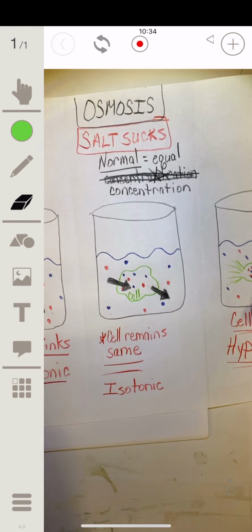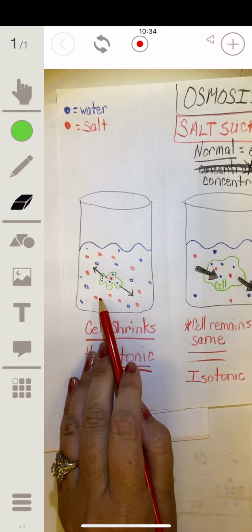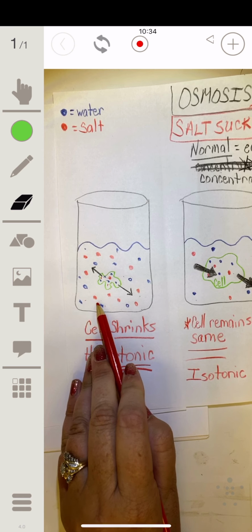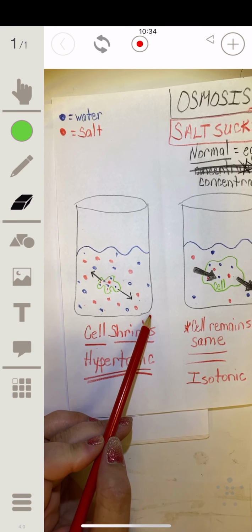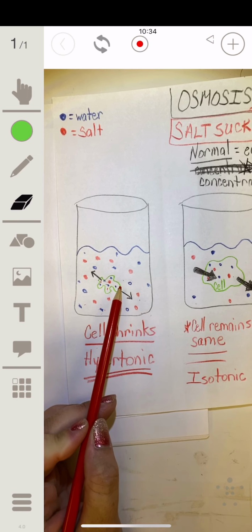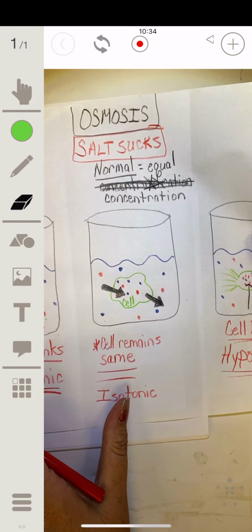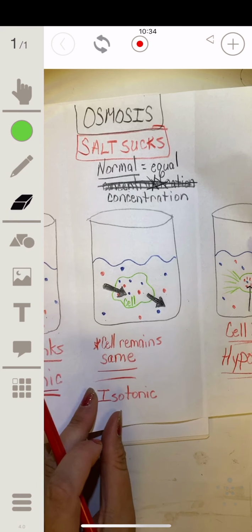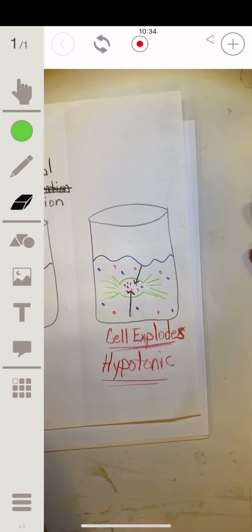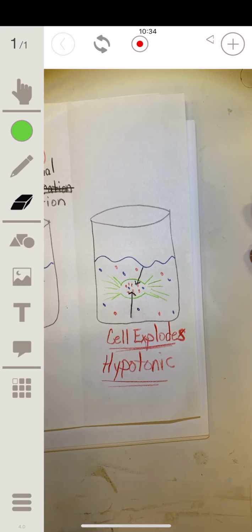So when we have, just a quick review, when we have more salt outside, that's the red dots, more salt outside than inside, water leaves the cell. Because salt sucks the water out, the cell shrinks. When we have the exact same amount of salt on both sides, it's equal, so water moves in and out, the cell stays the same. When we have more salt inside the cell than out, water rushes in and the cell can't take on but so much water, and the cell explodes.